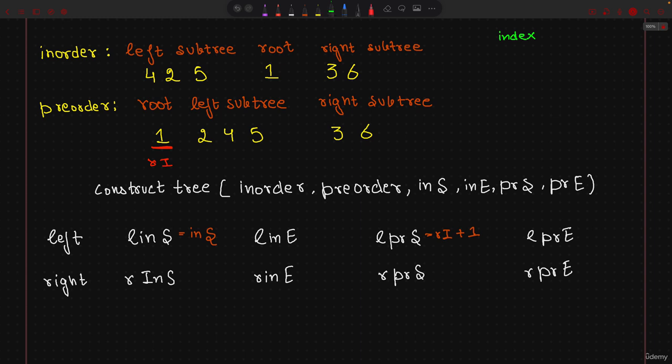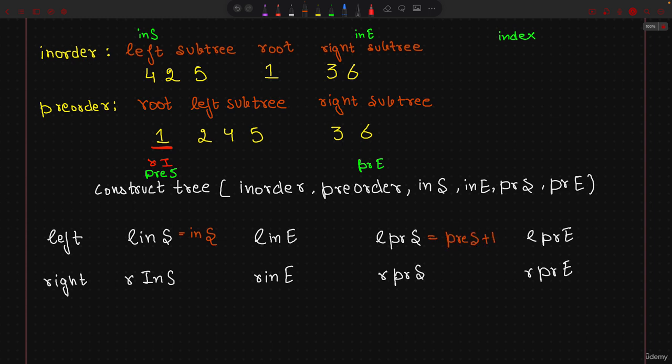And let me just write in these as well: in-order start, in-order end, pre-order start, pre-order end. Okay, great. So maybe instead of root minus 1, what I can write it as, everyone, because it will be a lot clearer, is pre-order start plus 1.